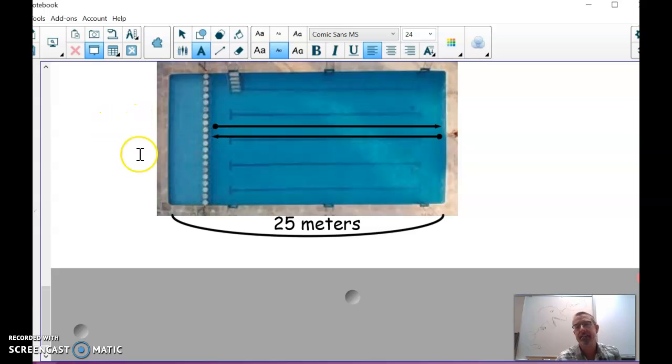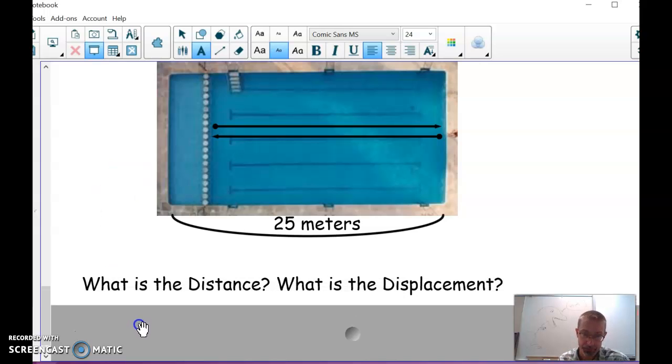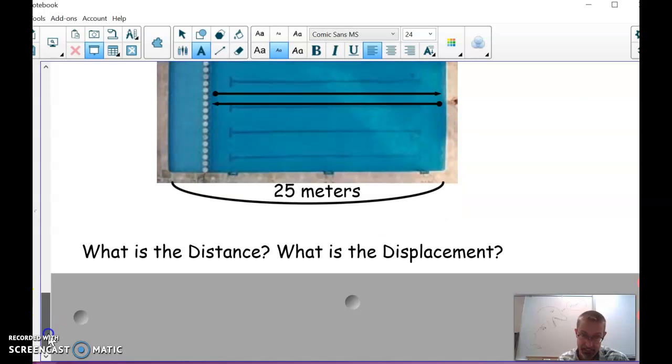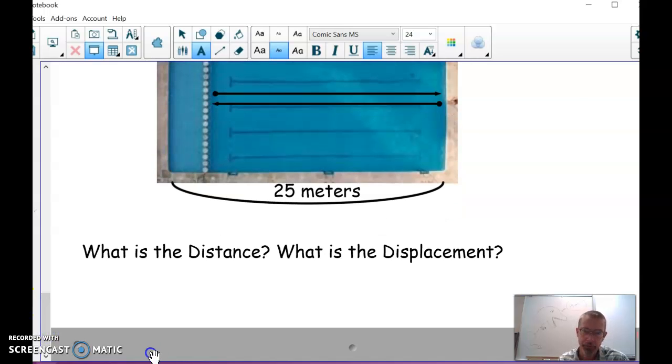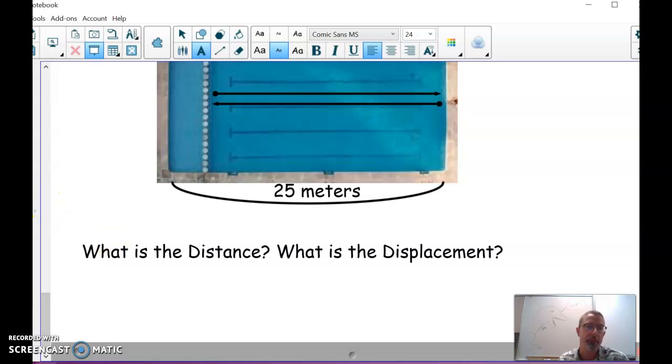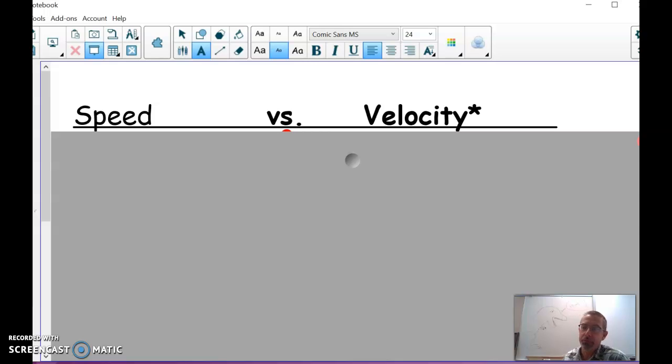So let's say I travel this 50 meters in 50 seconds. If that were the case, my speed would be 1 meter per second, but since my displacement is 0, my velocity would actually be 0. And that's what we're going to get to in terms of the difference between speed and velocity. So hopefully that clarifies that a little bit. Again, we're going to focus on the idea of displacement rather than distance. It's going to be much more helpful to us.